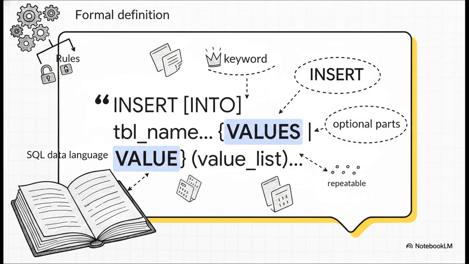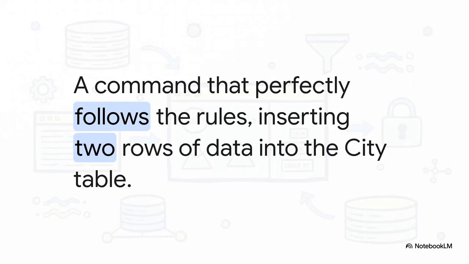And this is a perfect example of what those rules look like. I know, this looks pretty intense, but it's just the official grammatical blueprint for an INSERT command. The words in all caps are the keywords, the square brackets show you parts that are optional, and the little dots just mean you can repeat something. And here is that blueprint in action. This command follows the rules we just saw perfectly. It's inserting 2 new rows of data right into our city table. See, this is how that abstract grammar becomes a real, concrete command that does something.